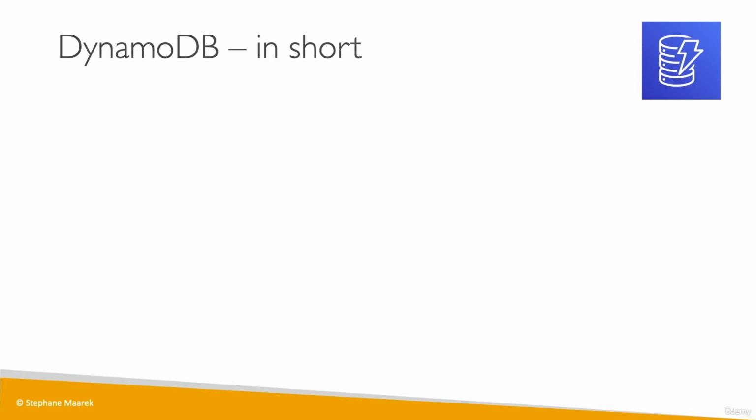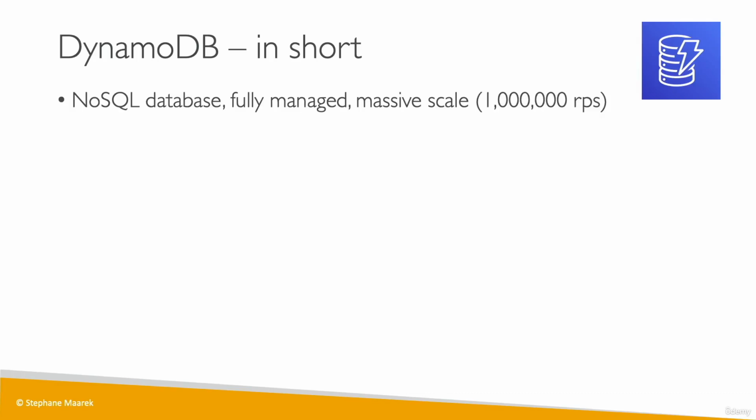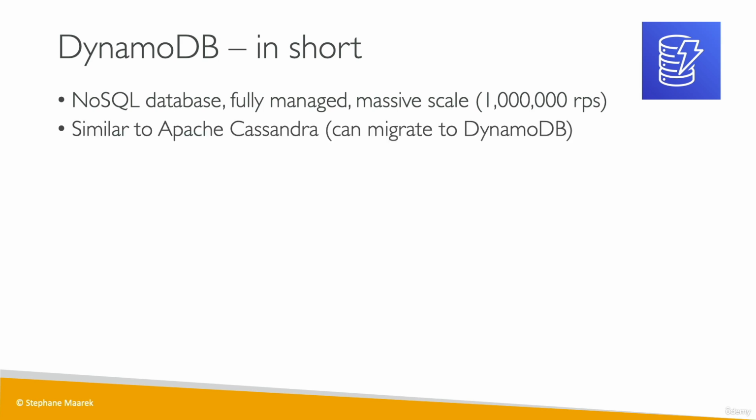Okay, so let's get into DynamoDB. So DynamoDB is going to be a NoSQL database, fully managed, serverless, and can provide massive scale. It can go up to 1 million requests per second. It's going to have a similar architecture to Apache Cassandra, and users of Cassandra can migrate to DynamoDB, for example.